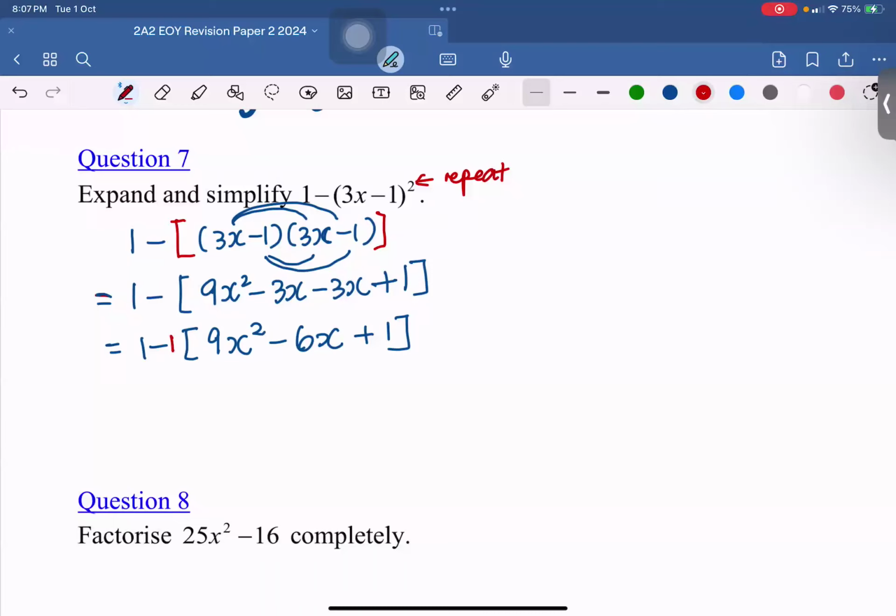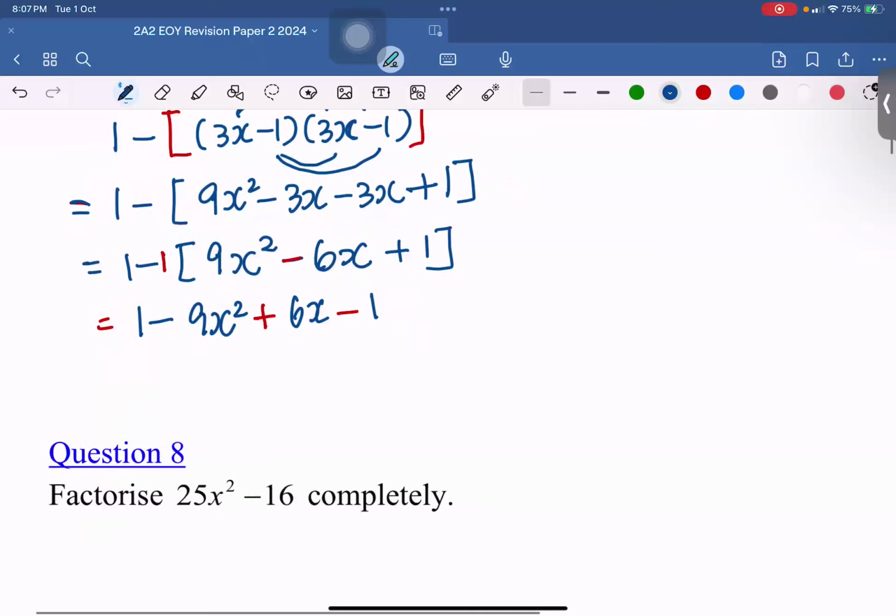Let me send to him. All right, then you change the sign. So in this case, we got 1 minus 9x squared. Negative times negative become positive 6x minus 1.